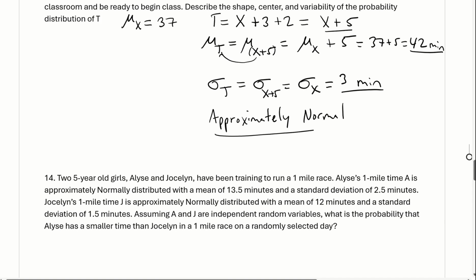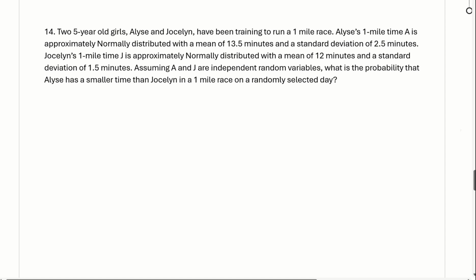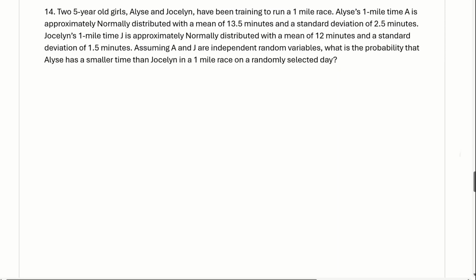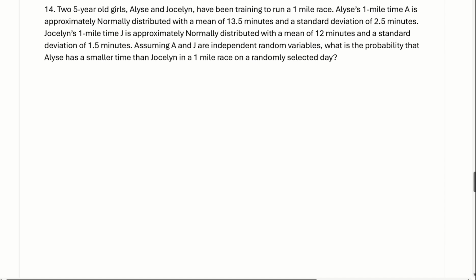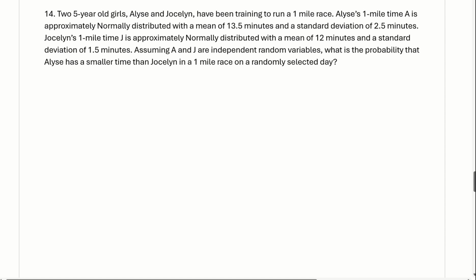All right, so now we're in the last question. This is the question that maybe a lot of students struggled with. Let's take a look at it. Two 5-year-old girls, Elise and Jocelyn, have been training to run a 1-mile race. Elise's 1-mile time, A, is approximately normally distributed with a mean of 13.5 minutes. Okay, so we got Elise's mean time and standard deviation.